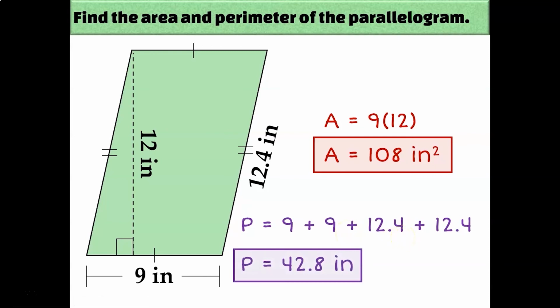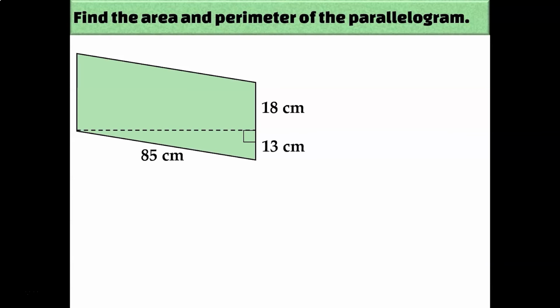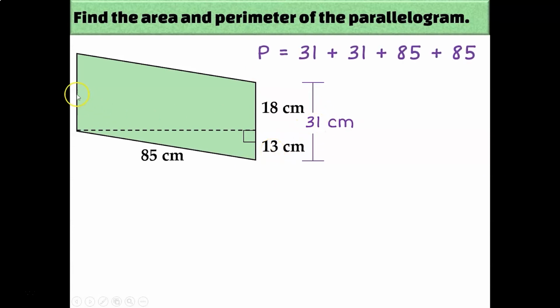But I'm sure you guessed what's coming next. Let's try a harder one where I don't have everything that I need. The easiest thing to solve for first this time is actually the perimeter, because I have all of the measurements on the outside of this parallelogram. This side would have to be a total of 31 centimeters, because part of it's 18 and part of it's 13. So for my perimeter, I can just add 31 and 31, and 85 and 85, and get to a total of 232 centimeters.